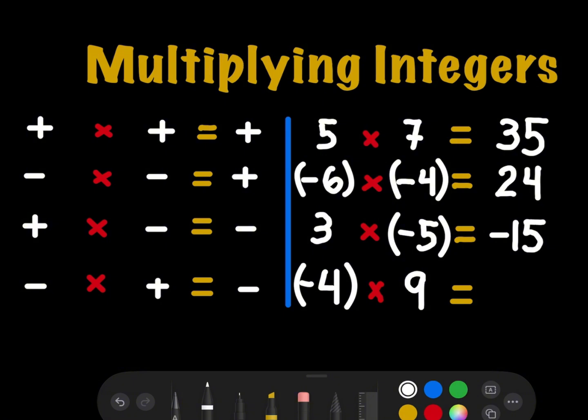And last, negative 4 times positive 9. So when you are multiplying negative times positive, the answer is negative 36. Okay? So that's all.